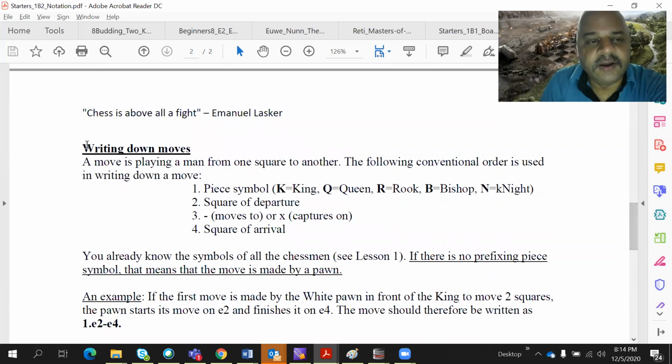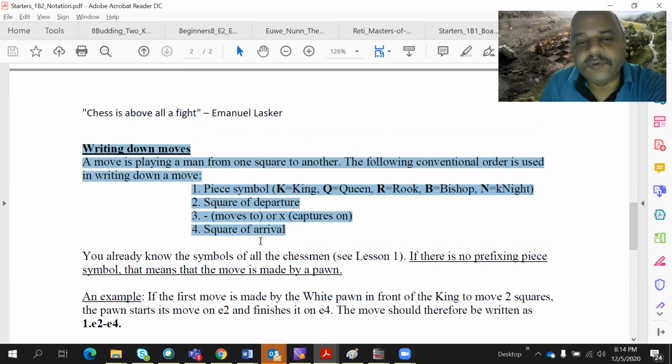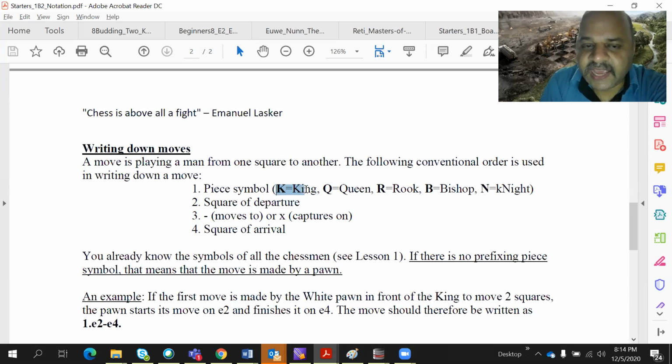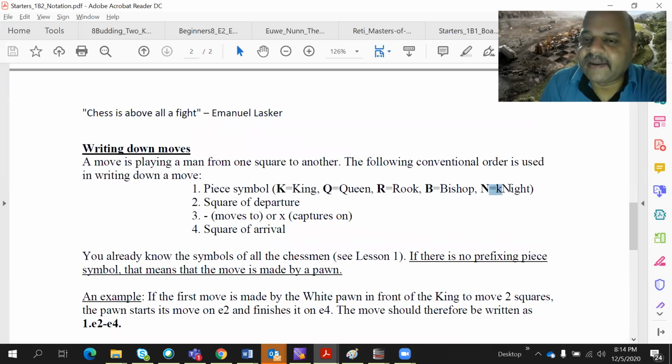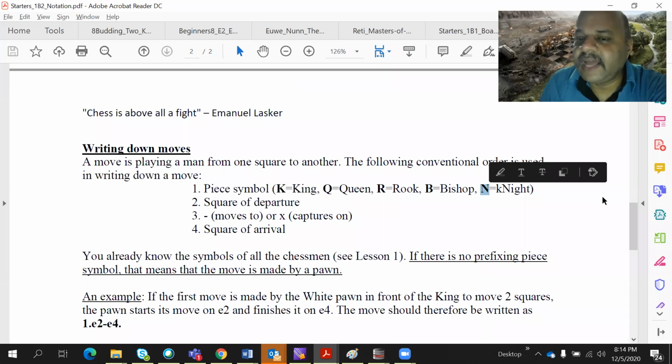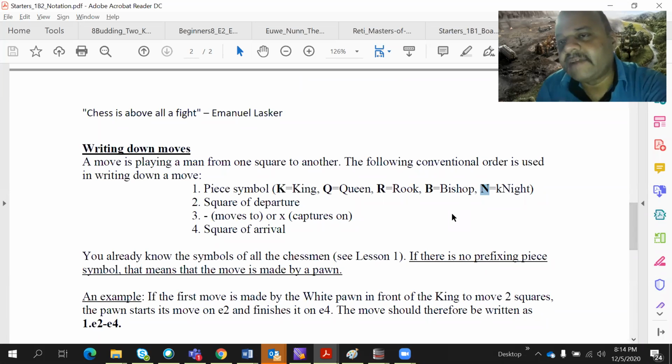What we are saying is that now that you know all the squares, we have to be able to write the moves. So we also need to know the names of the pieces. There is a very simple thing. K is for king, Q is for queen, R is for rook, B is for bishop, and N is for knight. The spelling of knight is KNIGHT, but K is already used for the king, so the symbol for knight is N. And for pawn you don't require a symbol.